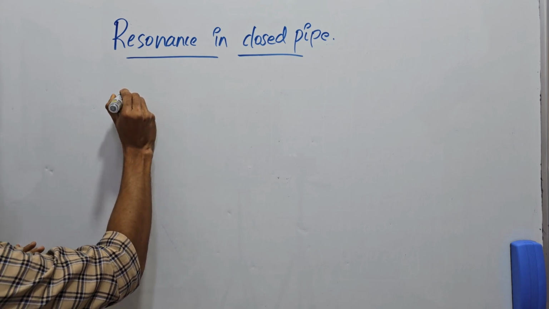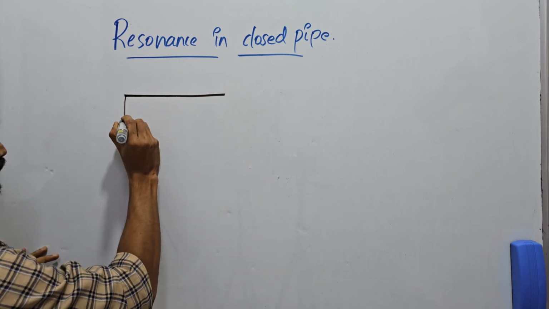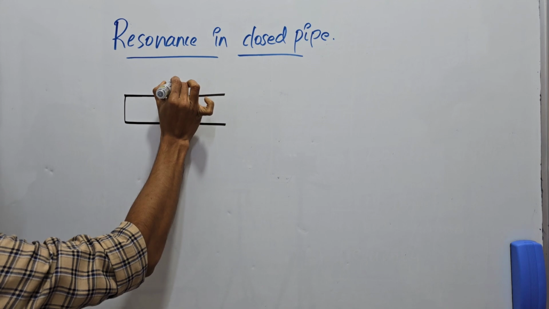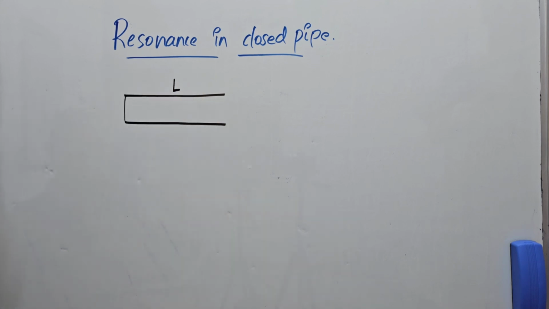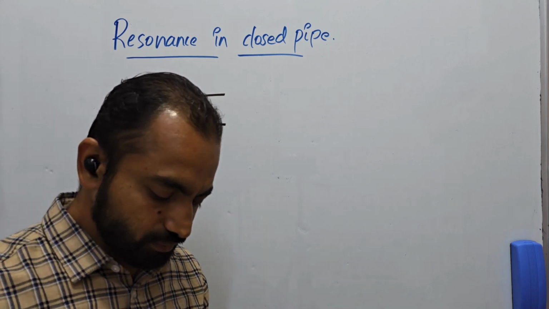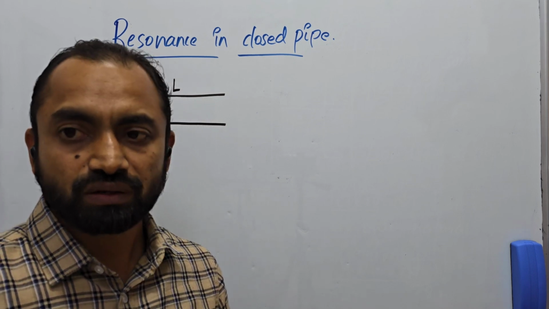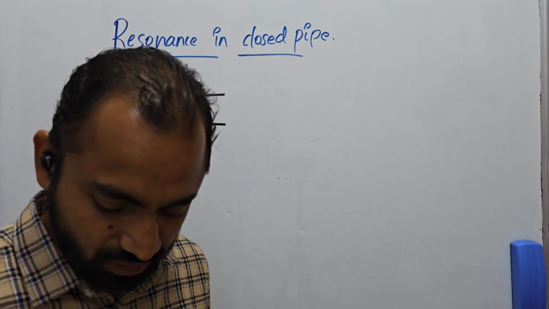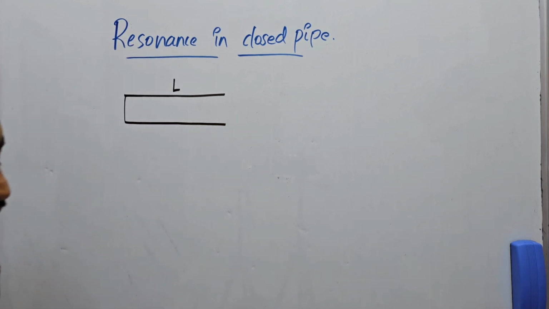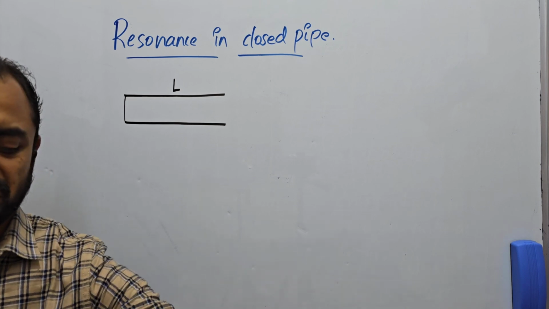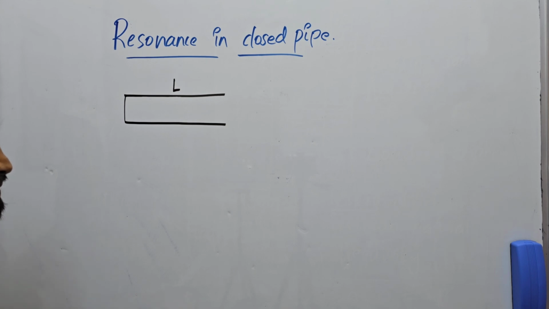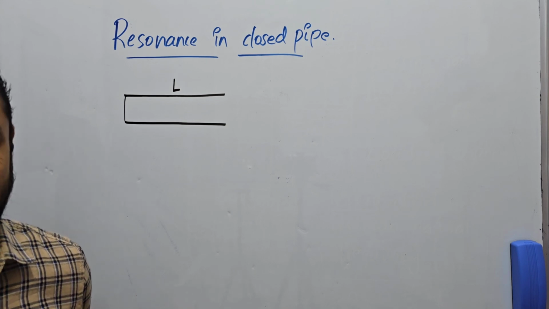Okay, so I will draw a closed pipe. One end closed, other end open. The length of this closed pipe is L. Okay. So here, how does the resonance occur? Resonance occurs due to the forming of standing waves, okay, stationary waves, standing waves. How are standing waves formed?